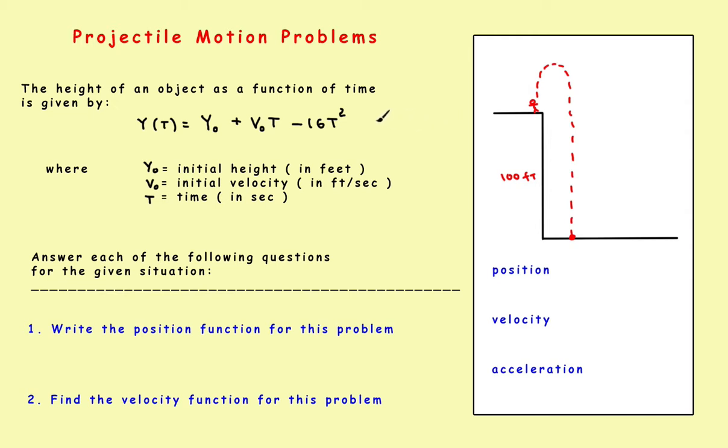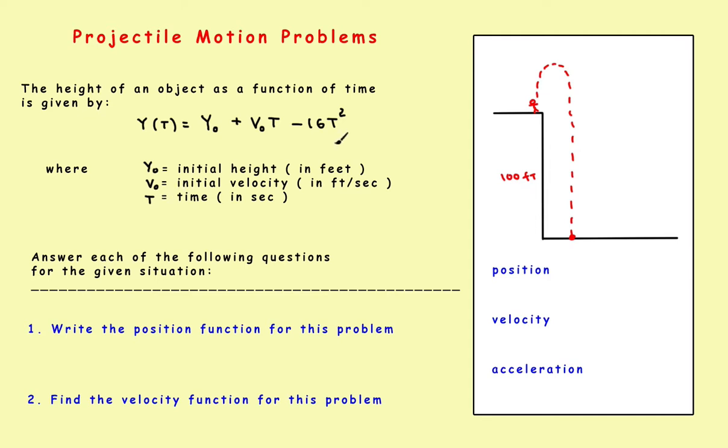Now, if you look in the book, you'll find a formula for the object's position. Its height or position as a function of time is given by y sub 0 plus v sub 0 t minus 16t squared. The components of that are this: y sub 0 is the object's initial height, and we're going to work in feet here. The object's initial velocity is in feet per second.